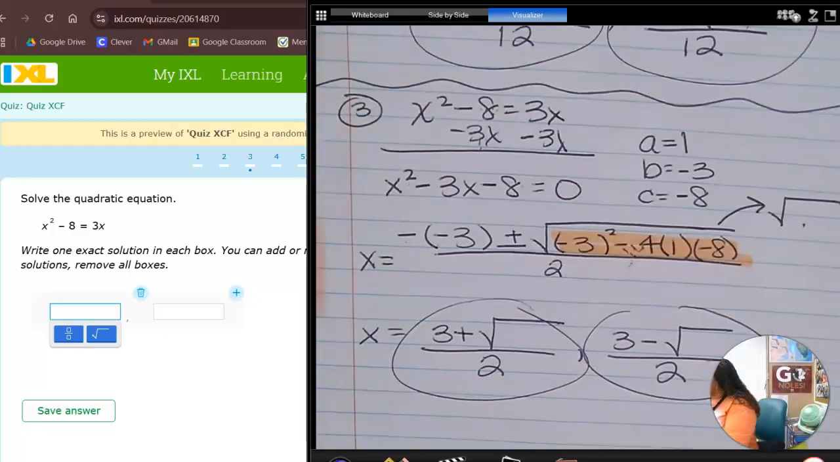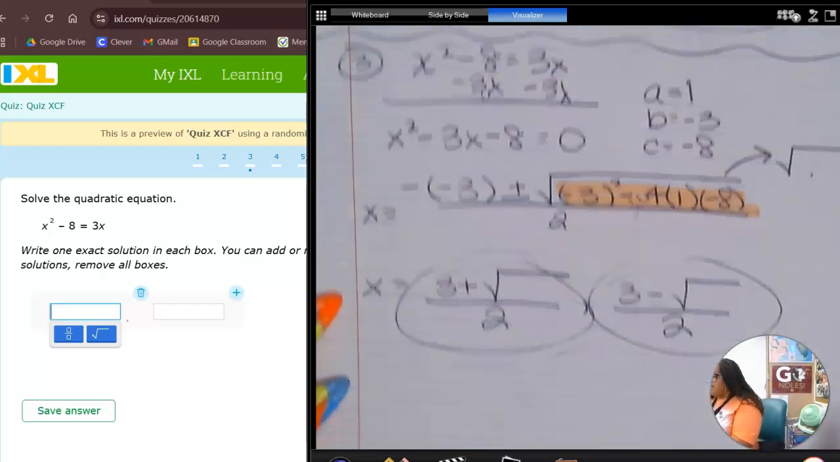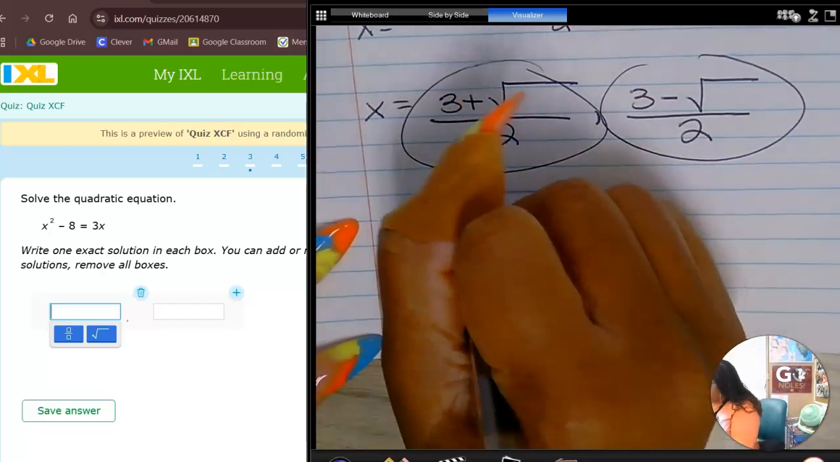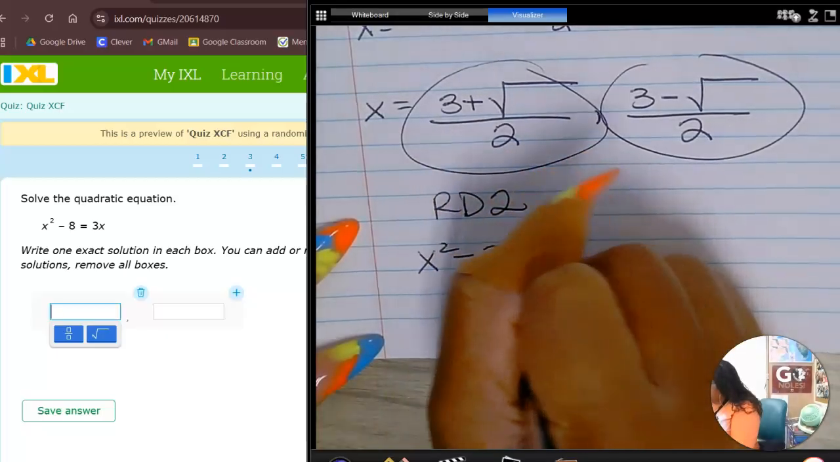Please remember to carefully type when you type into Desmos. And don't forget for RD2, that one was easy, y'all. That one's quick and simple.